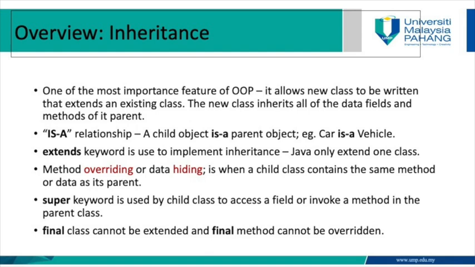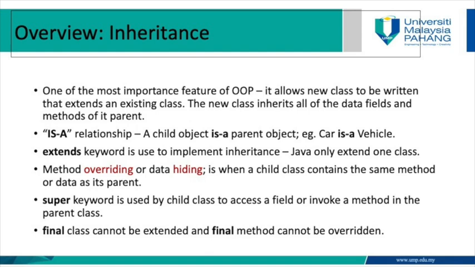And then the super keyword is used by a child class to access a field or invoke a method in the parent class. A final class cannot be extended and a final method cannot be overridden. That is the recap of what we have learned in chapter 5, which is inheritance.